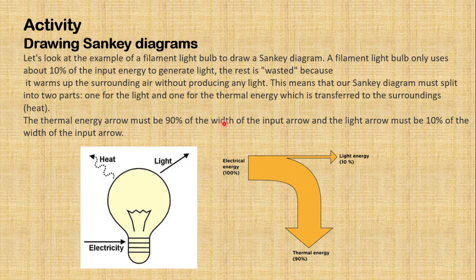It means it will be the thicker one. And the light arrow is about 10% in width, and it is our output. How can we draw it? The electrical energy is 100%. First of all, we will draw an arrow towards the right side showing that 10% light energy is produced, while a downward arrow that has more width is 90% and it is showing the thermal energy. So this is how we can draw the Sankey diagram with different input and different output.